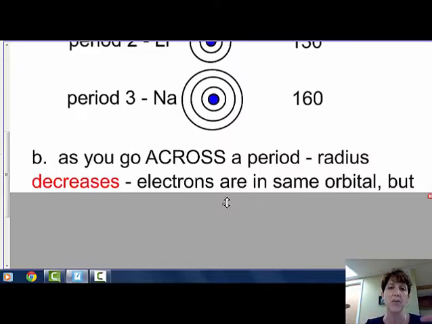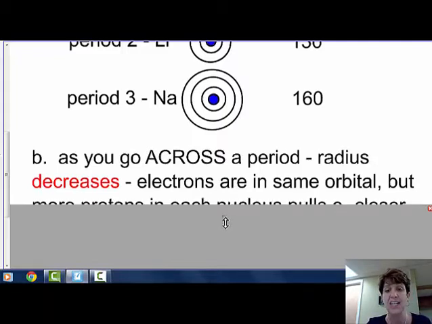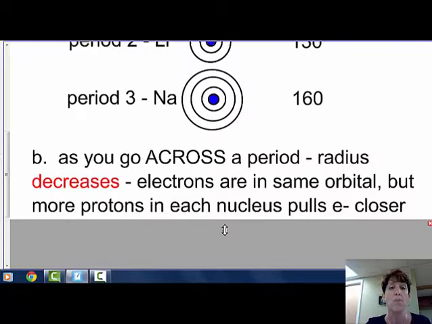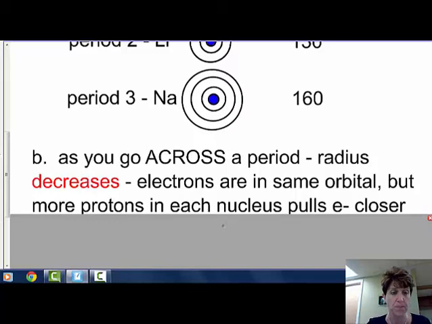What changes is the number of protons in the nucleus, and those protons are what draw the electrons closer. So the more protons you have with the same number of orbitals, it helps draw that orbital in closer, and therefore the valence electrons are closer, and therefore the radius is decreasing. So as you go across a period, the radius decreases. Electrons are in the same orbital, but more protons in each nucleus pulls the electrons closer.